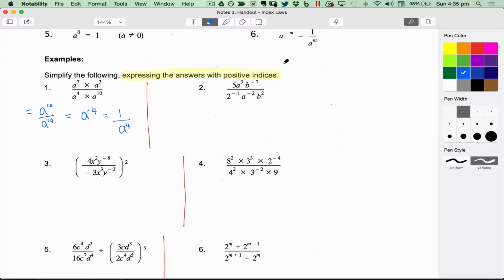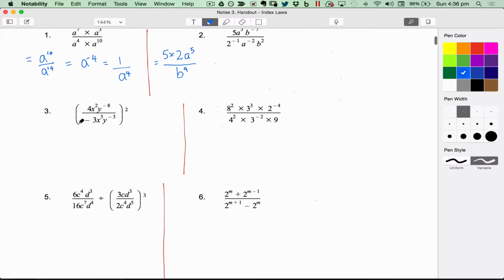Second example. First thing I've noticed is this 2 to the negative 1 on the denominator of the fraction, so I'm going to move that to the numerator, and I'll keep the 5 in the numerator. The 2 will go on the top, so it'll be multiplied. And I've got a to the 3, take away a to the negative 2, which will give me a to the 5. And b to the negative 7, take away 2, and I get b to the negative 9. So I'm just going to write that straight away on the bottom as a positive index. And we've got our solution.